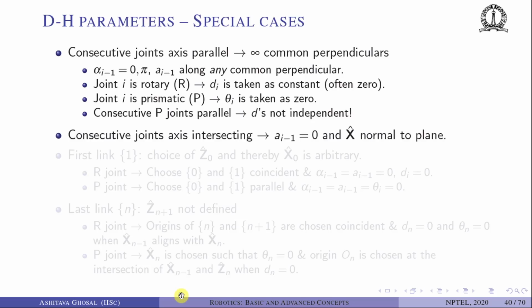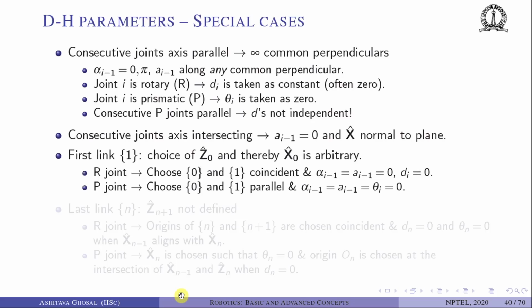If you have consecutive joint axes which are intersecting, this is another special case. a i minus 1 is 0 and the x-axis is normal to the plane. That is obvious, right? If you have 2 lines which are intersecting, they determine a plane, and the a i minus 1 is the distance between the 2 joint axes, which in this case is 0.